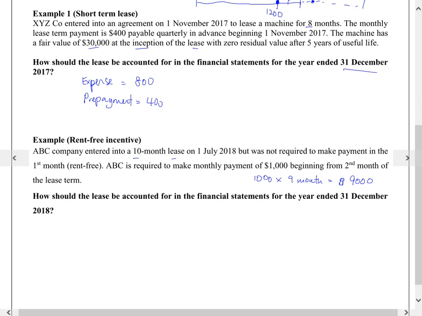So how should the lease be accounted for in the year ended 31st December? So I started in July. So what we have to do is average it out. If 9,000 is for the contract for 10 months, then every month will be 900. Okay? So I rent for half a year. My expense therefore will be 900 times 6. Correct or not? Agree?